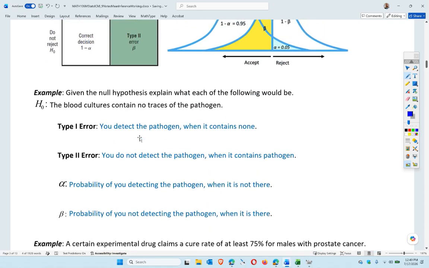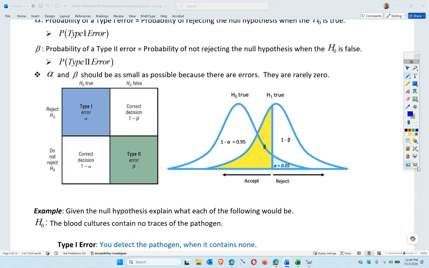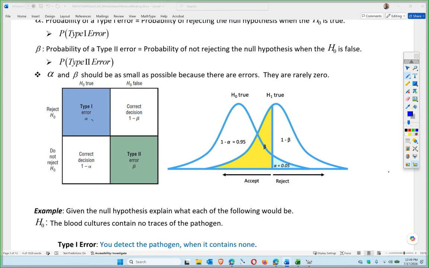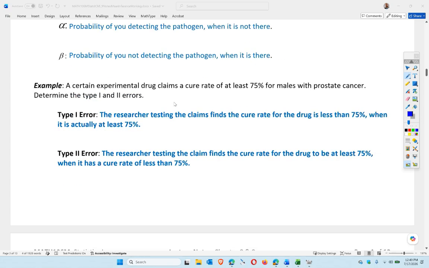All right. And you can look at the math here, too, as far as them being related. So whatever alpha is, that's going to relate here to the correct decision, and then beta is going to relate to this decision. Basically, they go hand in hand, essentially, as far as the math goes.